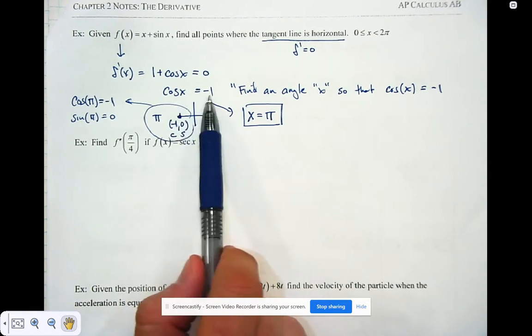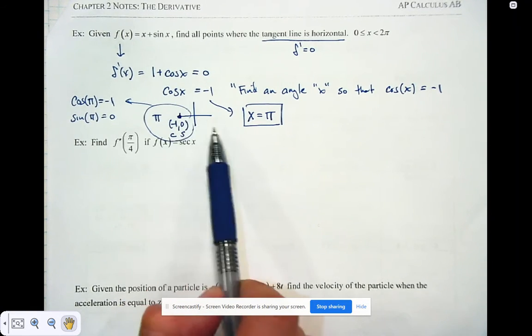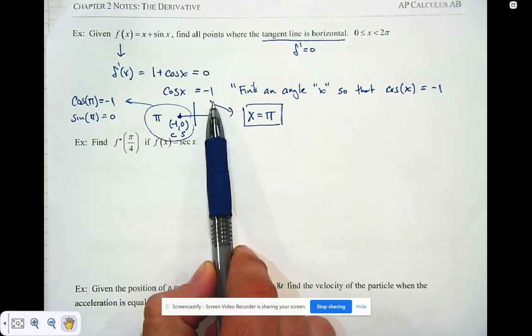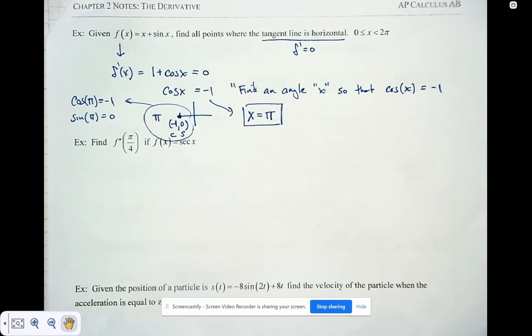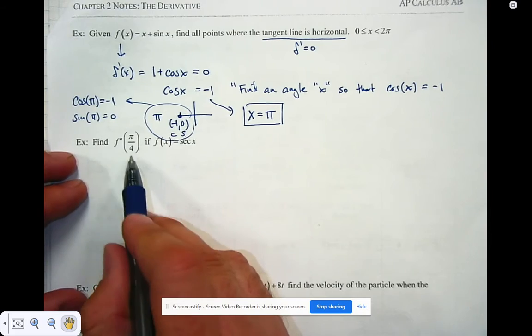So whenever we get to these trig things, you're looking for an angle measure. Angles are radians on the unit circle, not degrees. Okay, all right, let's do the second derivative.